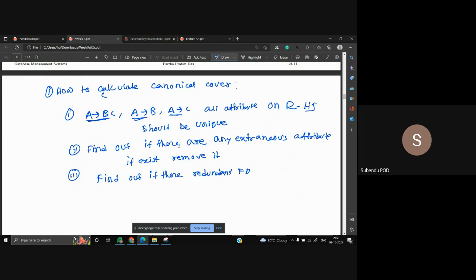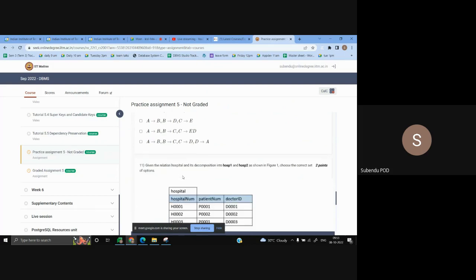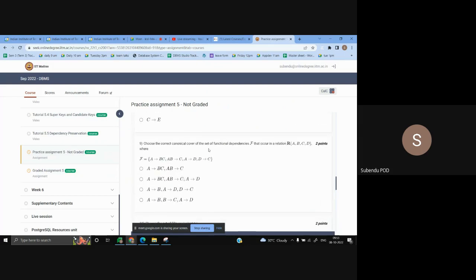Okay, so everyone clear? Yes, sir. Okay, so there is one practice 7 question, I think. So let's solve this practice 7 question also. I think this one is. Choose the correct canonical cover set of functional.